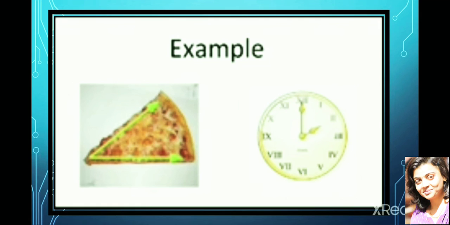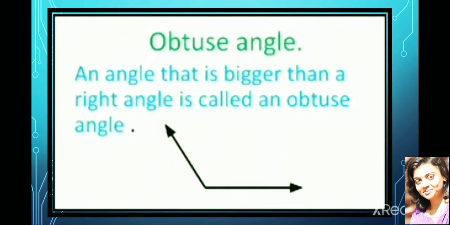what is the first picture? It's a slice of pizza. And what does that arrow mark show? It's an acute angle. What do you see in the second picture? Again it's a clock, but the time is different, and that is 2 o'clock, which shows you an acute angle. The next is obtuse angle. An angle that is bigger than a right angle is called an obtuse angle.